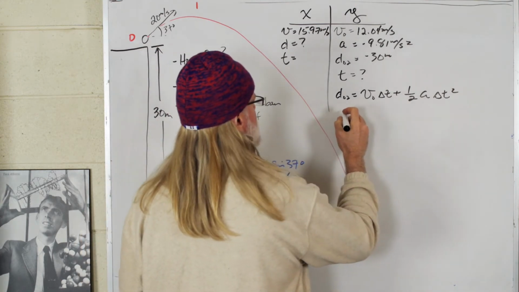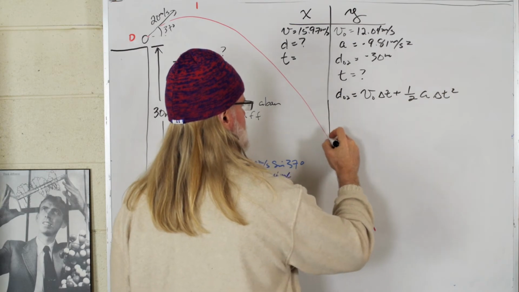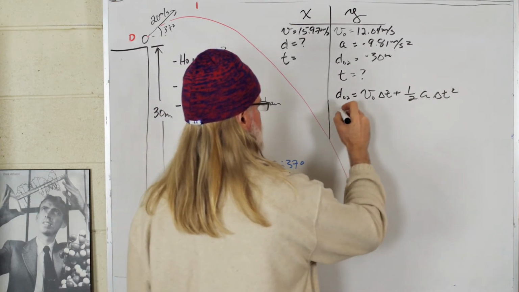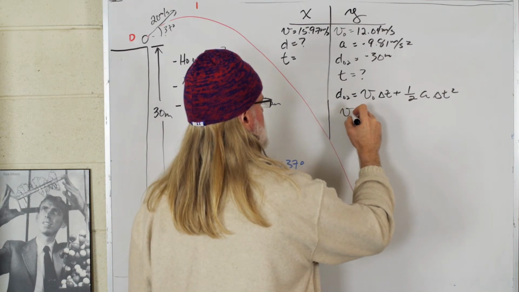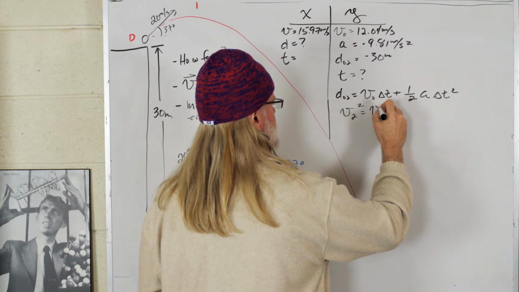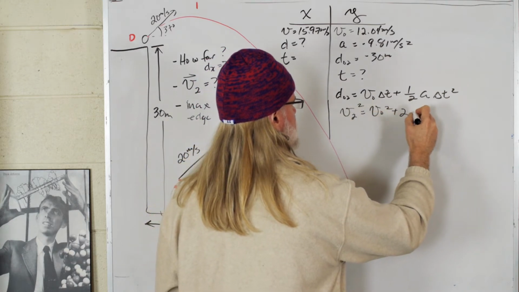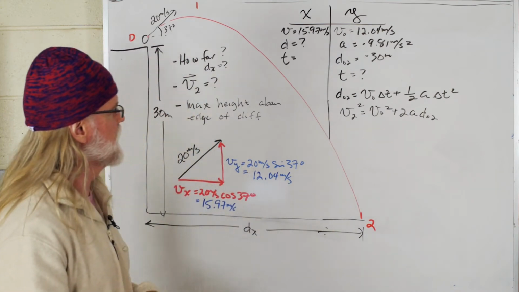What I think I'll do is solve for V2, because we're going to need that anyways. So let's solve for V2. We have V2 squared equals V0 squared plus 2 times acceleration times the distance from 0 to 2. All right, so I can solve that. I have all those things.